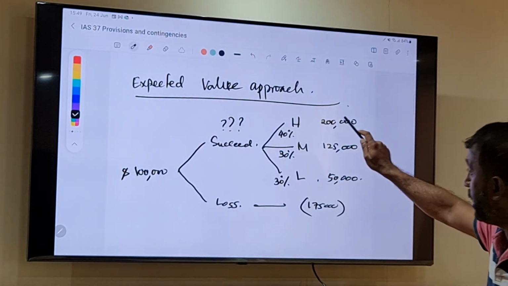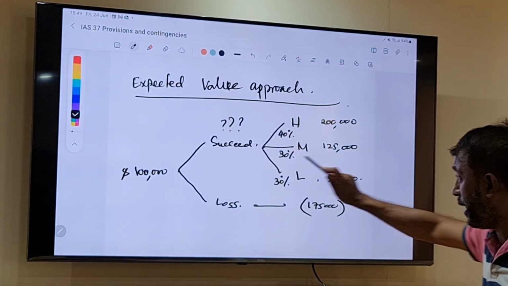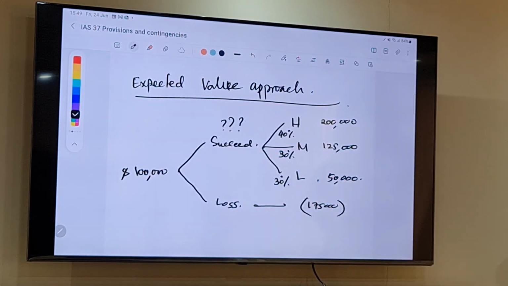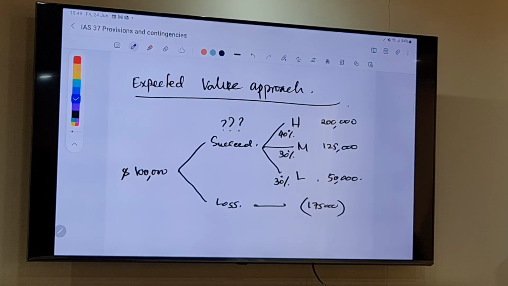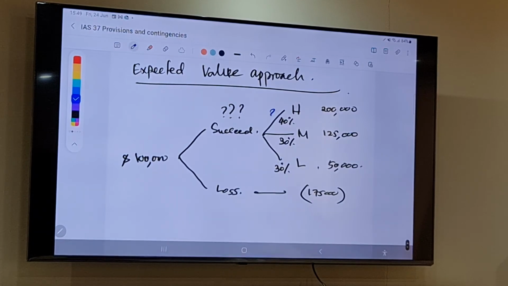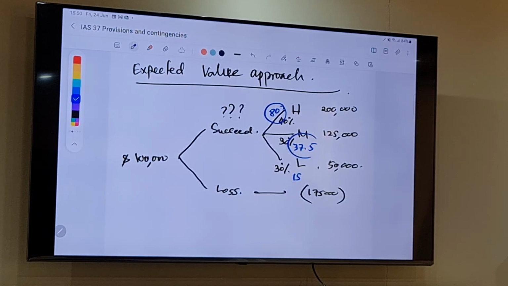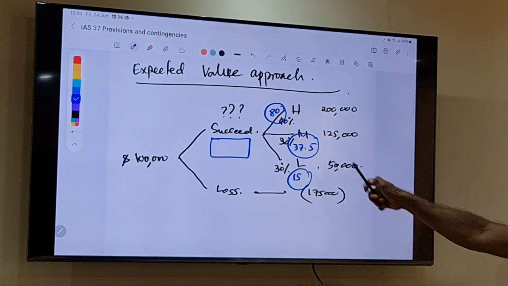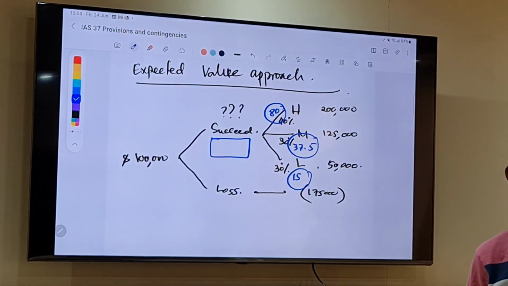Now, what you do is, you multiply this by 40%. You multiply this by 30%. And then you multiply this by 30%. What are the answers you are getting? How much is the first one? 80,000. Second one? 37,500. Third one? 15,000. Now what you do is take the total of these three. That will give you the answer. If you succeed, your total profit is the total of these three answers. That's the expected value approach.